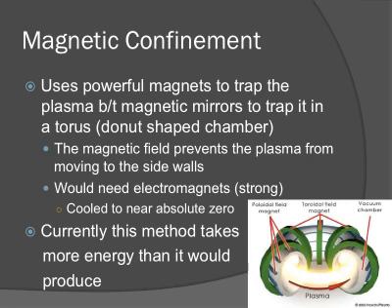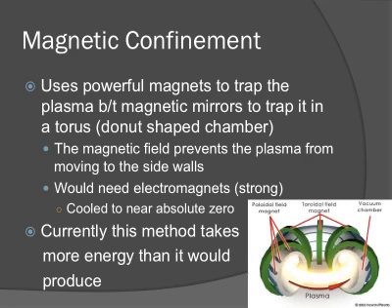Magnetic confinement uses magnets. Basically, we are trying to trap the plasma between magnetic mirrors in a torus, which is a donut-shaped chamber of some sort. If the plasma were to touch the outside of whatever container we're using, it would instantly cool down. If the temperature cooled down, we would no longer be able to create fusion because we need to maintain those temperatures. So in this type of confinement, the magnetic field prevents the plasma from moving to the sidewalls. It's trying to keep the plasma flowing in a circle like a donut without touching the walls.